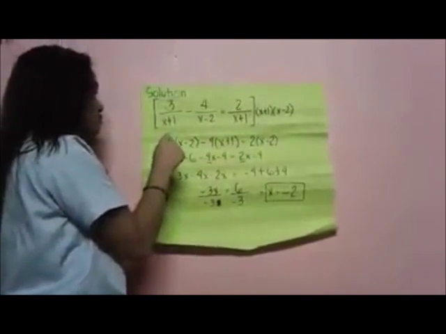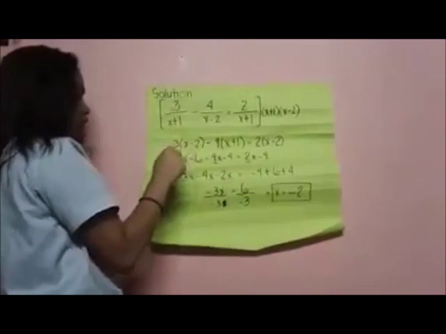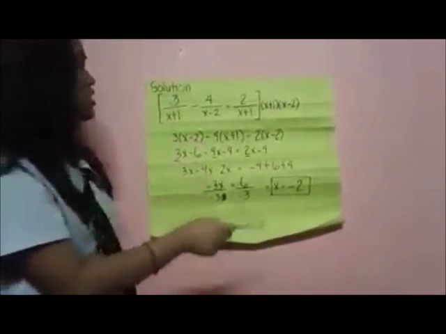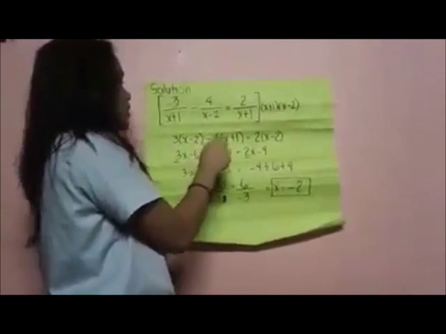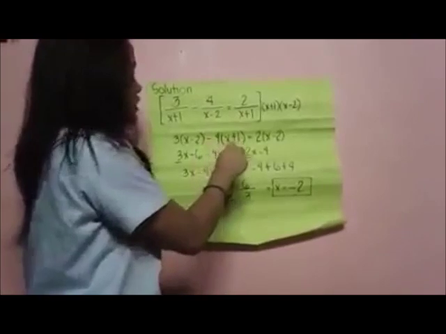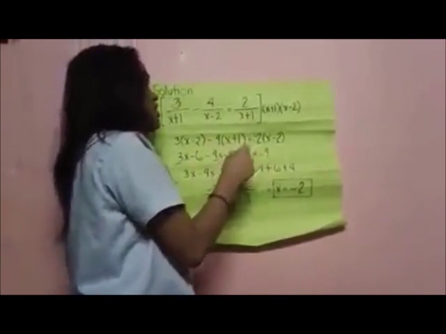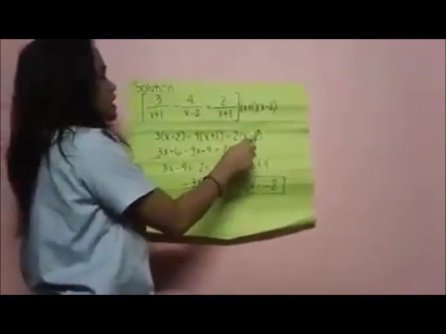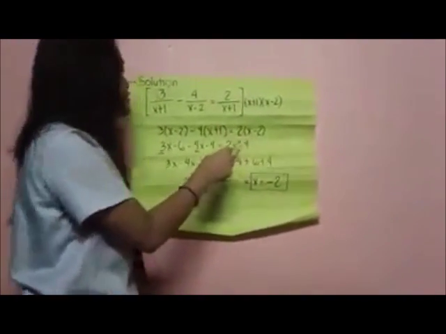Distribute. 3 times x is equal to 3x. 3 times negative 2 is equals to negative 6. Minus 4 times x is equals to negative 4x. Negative 4 times 1 is equals to negative 4. Equals, copy the sign. 2 times x is equal to 2x. 2 times negative 2 is equals to negative 4.